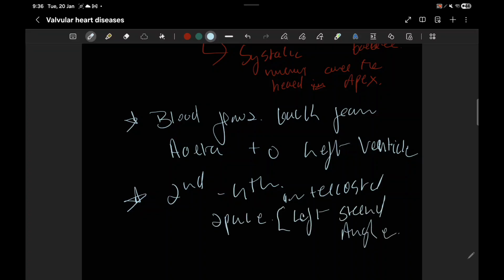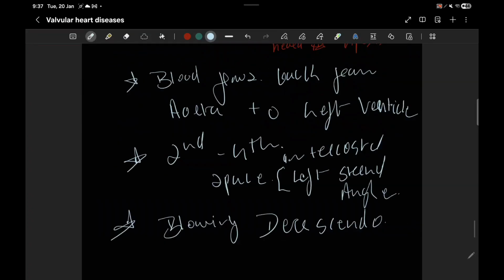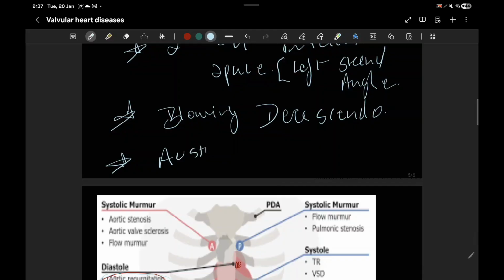Okay, so what is the character of the sound? What do we hear? It's a blowing, decrescendo pattern. Okay, blowing decrescendo pattern. Also, there's a feature called Austin Flint murmur.